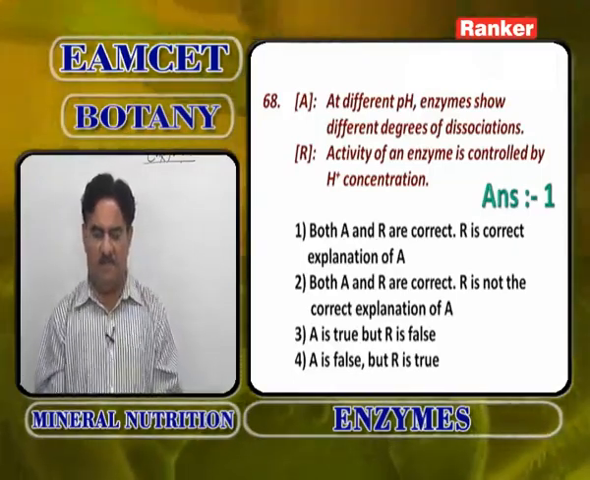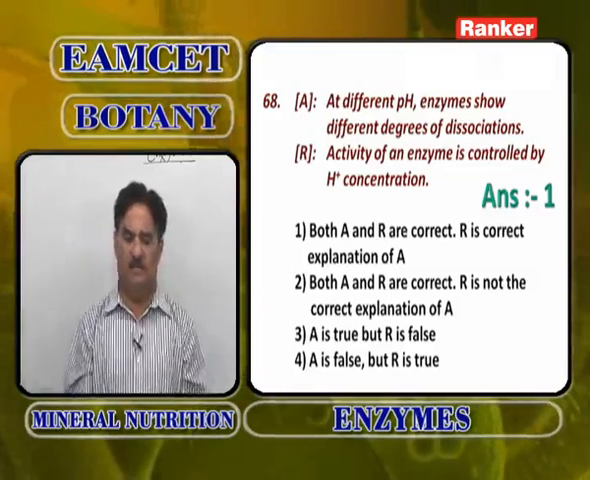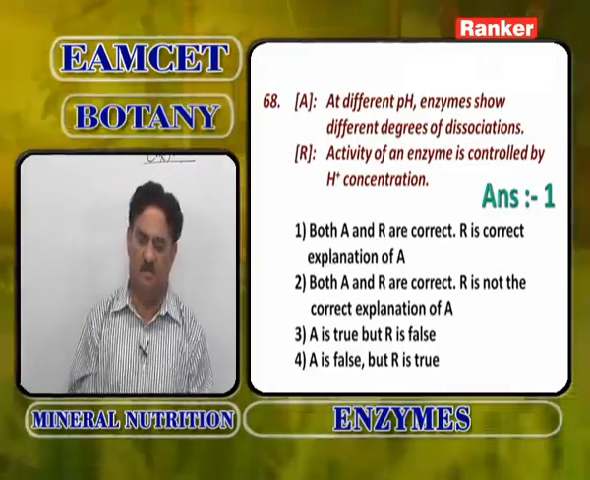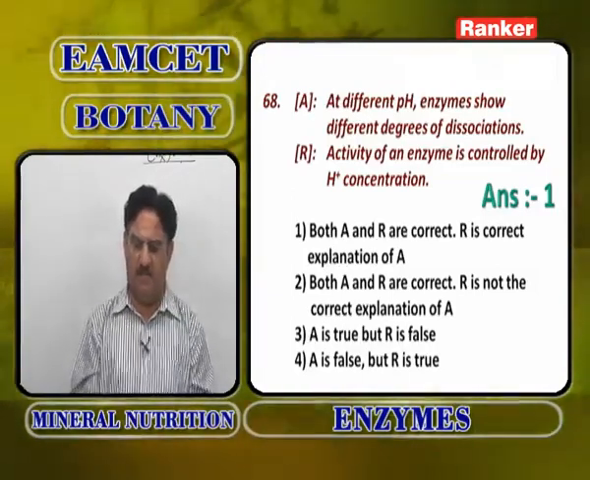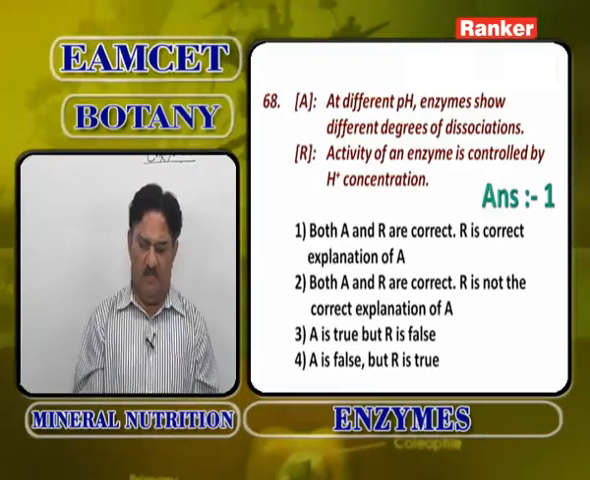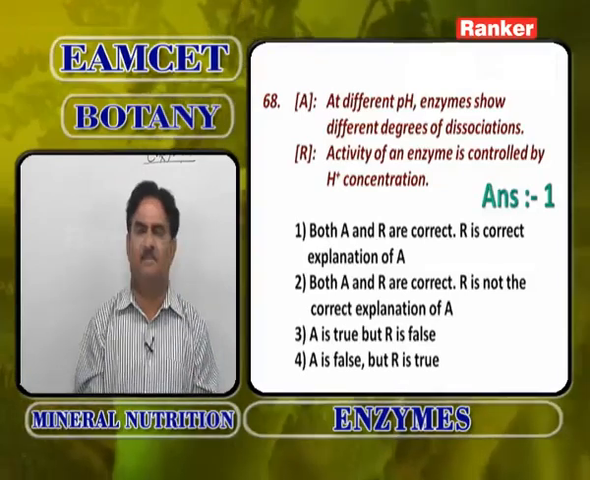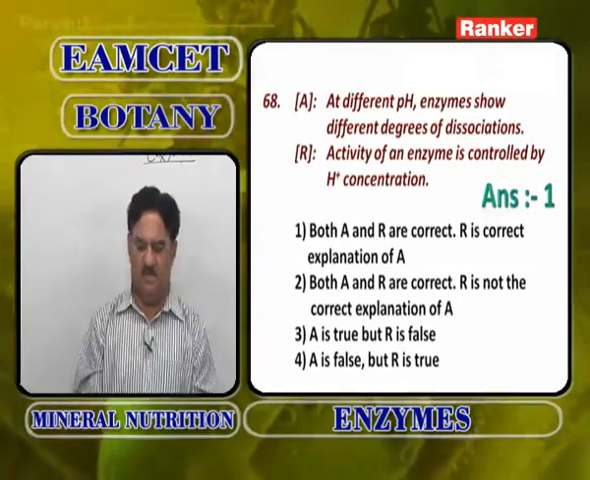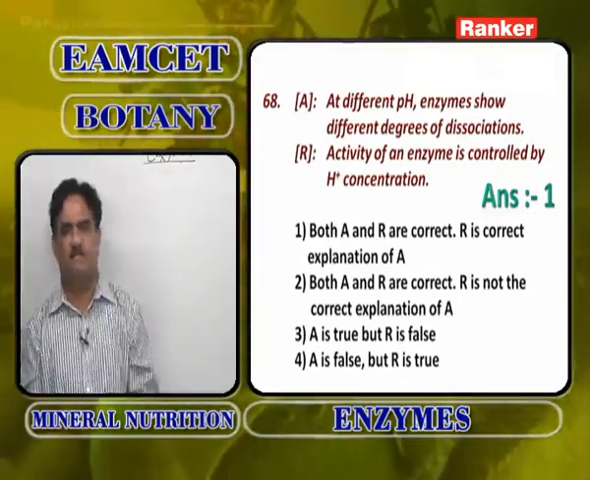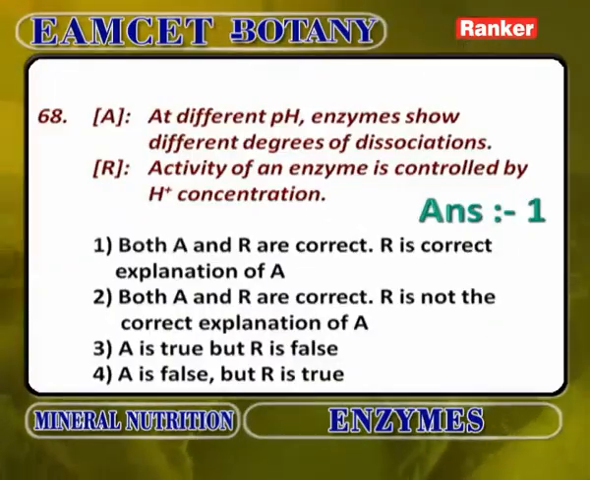Activity of an enzyme is controlled by hydrogen ion concentration. pH is nothing but hydrogen ion concentration. So at different pH, enzymes show different degrees of dissociation because the activity of an enzyme is controlled by hydrogen ion concentration. So A and R are correct. R is the correct explanation of A.